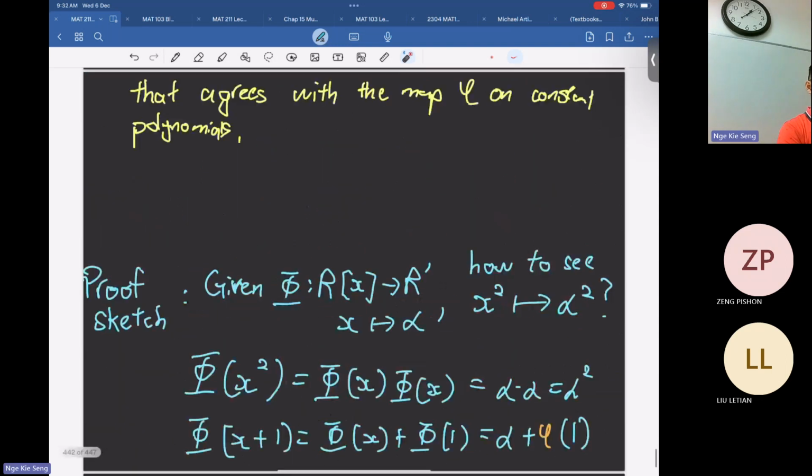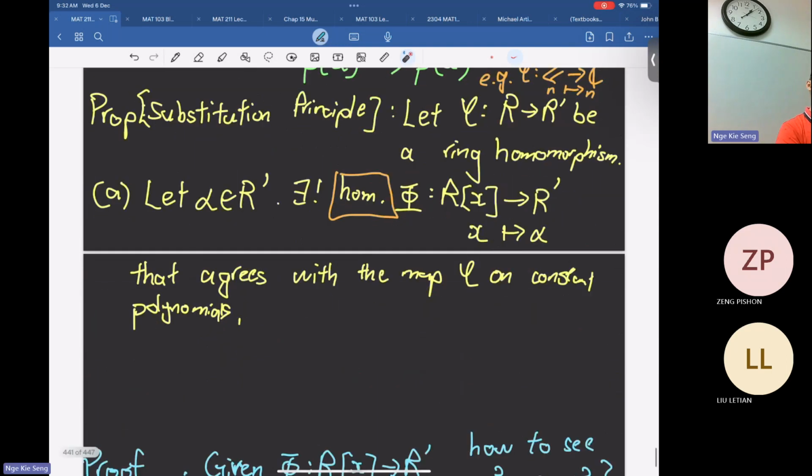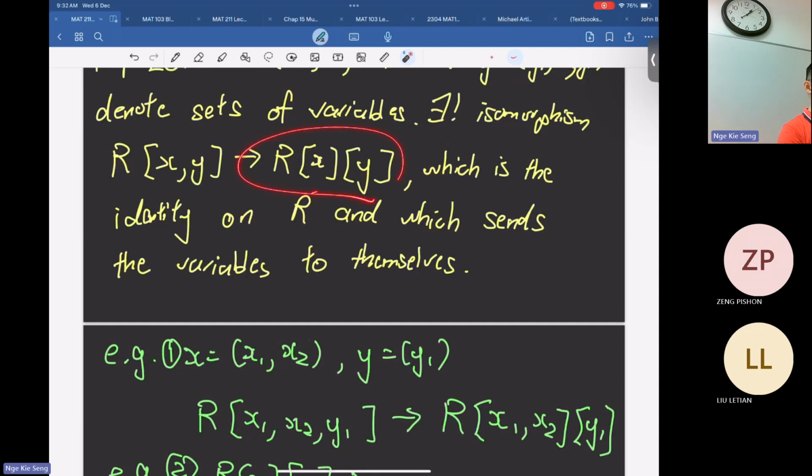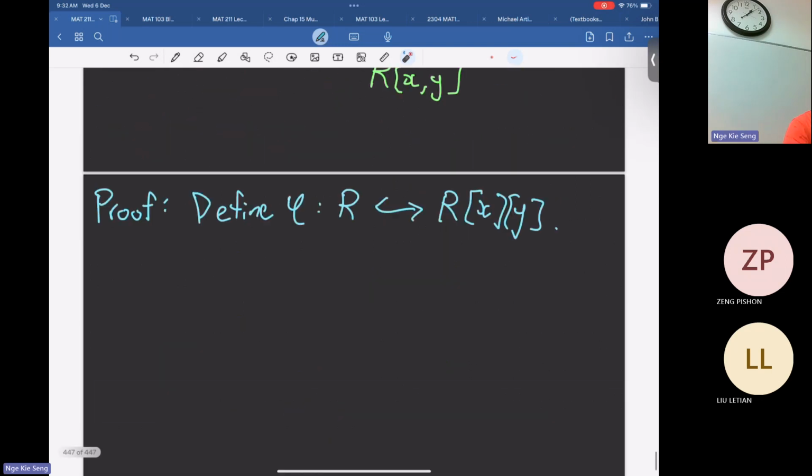Substitution principle. Okay. So the substitution principle gives you a homomorphism. So I give you a homomorphism between two rings here. We can take R prime to be the new codomain we're looking at, for example R[x,y], because R adjoin x adjoin y, you can show that it is still a ring. So let's define this inclusion map here.